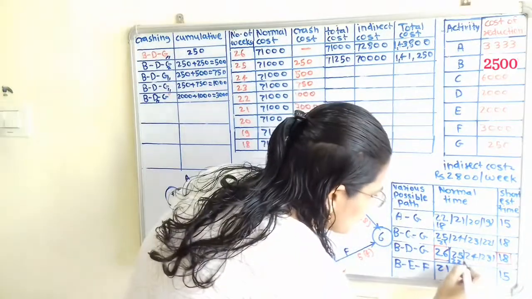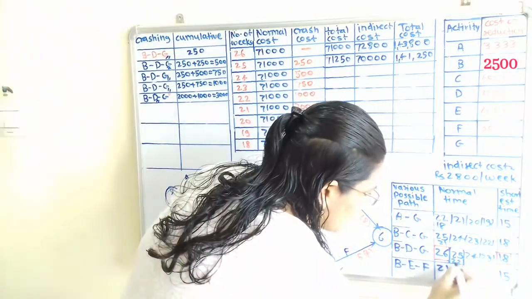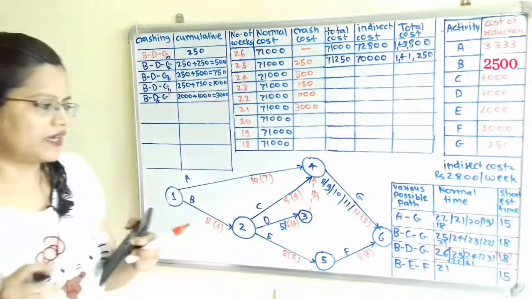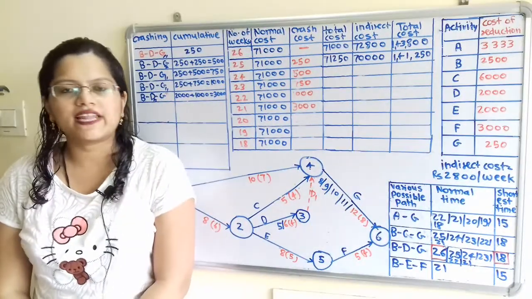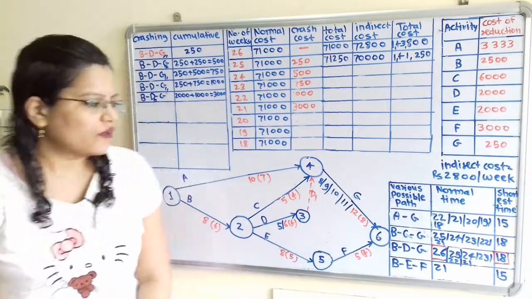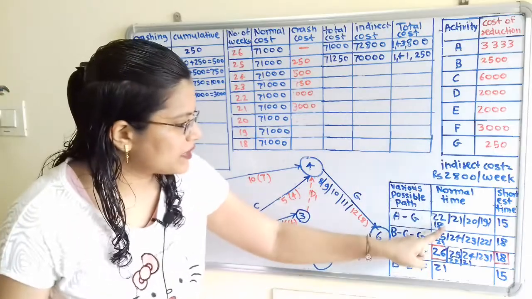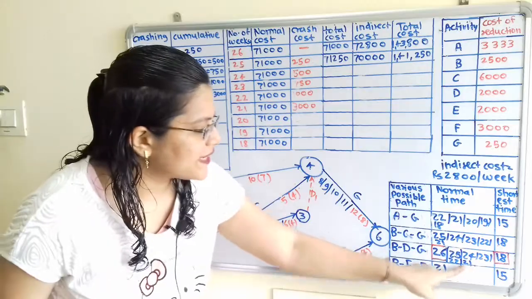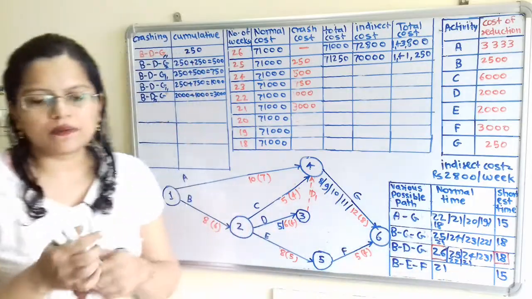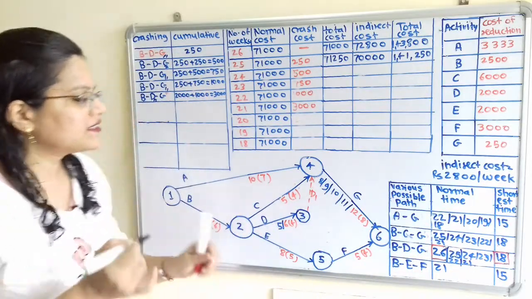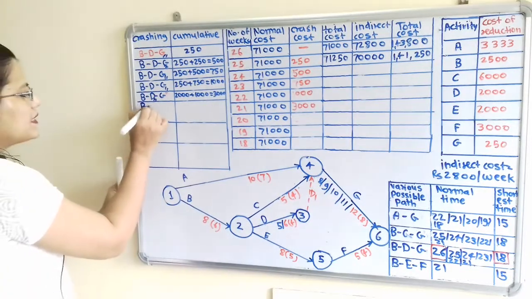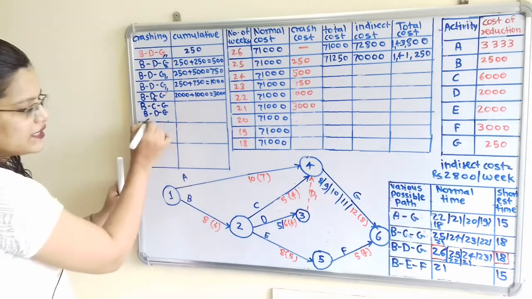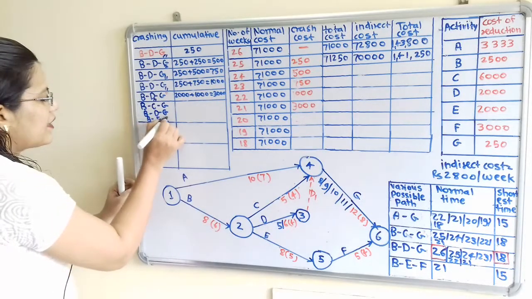So I will make the reduction for this row also, that is from 22 to 21. Now how to select the next activity? For that we have to compare this normal time 18, 21, 21, 21. There are three activities having maximum normal time. So we will select these three activities: B, C, G; B, D, G; B, E, F.